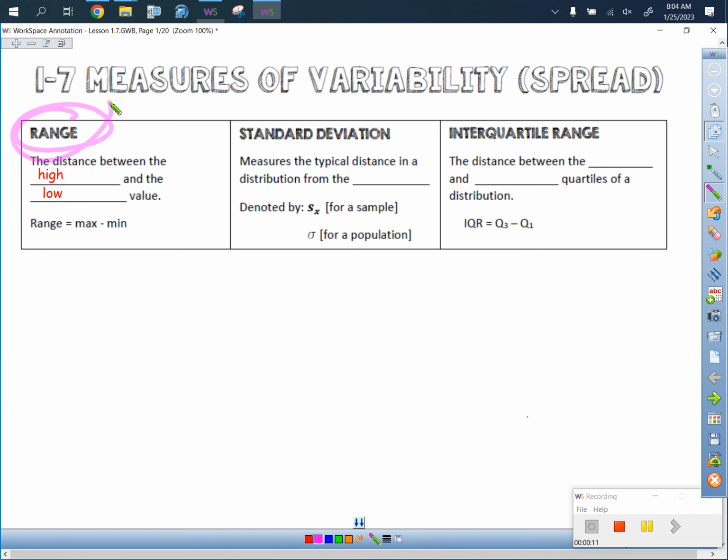The range is the distance between the high value and the low value. You just subtract, right? You've found the range a lot, so that is the range.